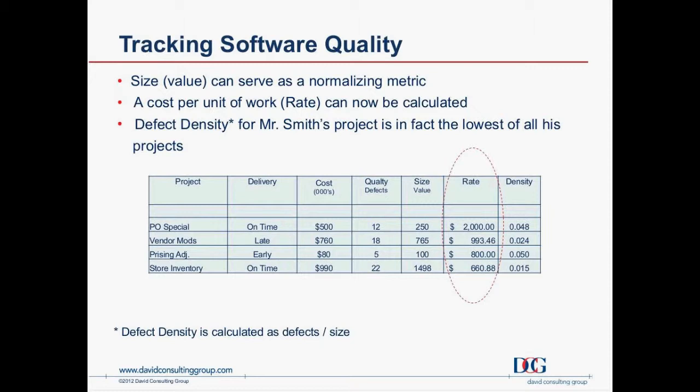And if we did a defect density calculation, which you see in the last column there, which is essentially defects over size, you can see that it had the lowest defect density as well. So from the initial look at this list of four projects, we might jump to the conclusion, as Mr. Smith probably did, that even though my project was on time, it was the most expensive project delivered that quarter and had the poorest quality. But the truth of the matter is, yes, maybe the most expensive project, but the most economical in terms of cost per unit of work, and it actually had the highest level of quality of all of the projects.